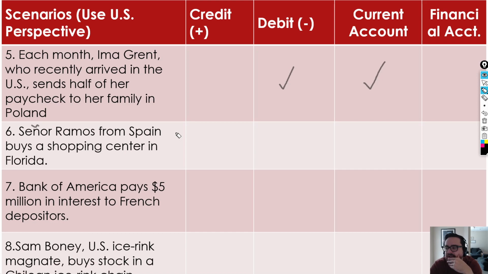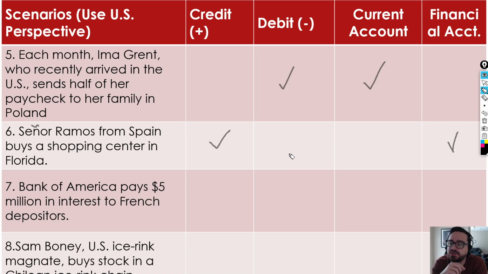Senor Ramos, there should be a mark there. I just couldn't figure out the symbol, how to use that. From Spain buys a shopping center in Florida. So a person from Spain buys a shopping center in Florida. That's a credit for the U.S. economy. Money is coming here. And that would be a financial account. That's a real estate purchase. It's a physical asset that Senor Ramos now has that he is making money off of.